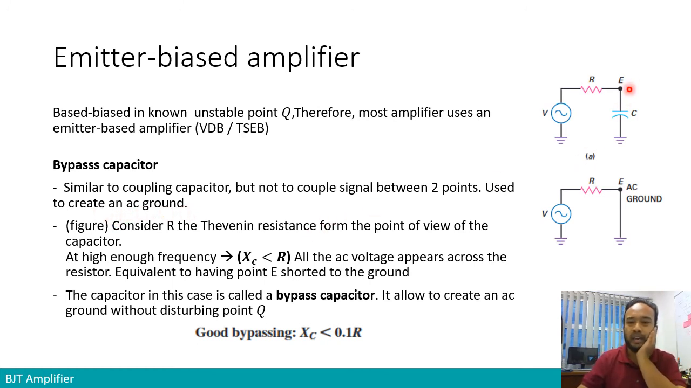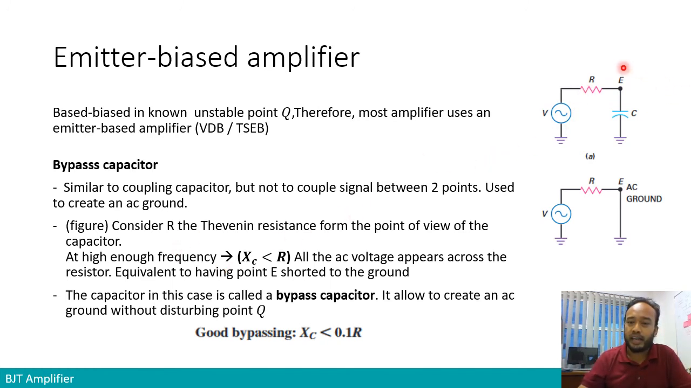So imagine we have the circuit over here. We have a voltage input which is a sine wave. We have a resistor over here. This resistor could be many resistors, not only one resistor. You might remember this, it is considered to be the Thevenin resistance from the point of view of the capacitor. So it might represent multiple resistors, right?